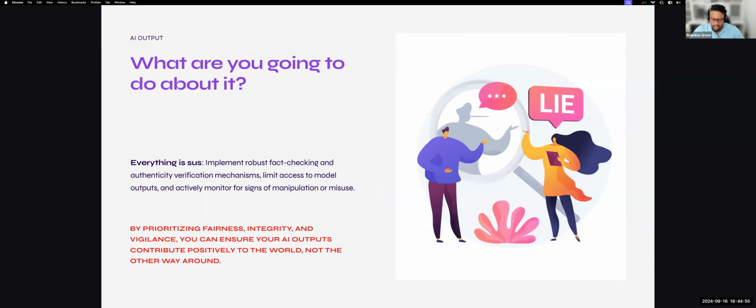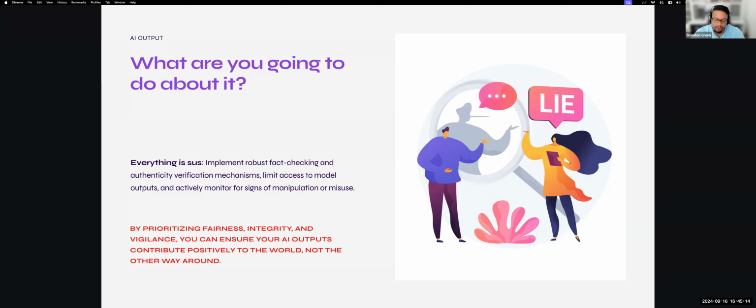What are you going to do about it, right? Everything is suspicious. Question everything. If you cannot identify how your LLM came up with an answer, then we're already behind the curve. You need to validate. You need to find out or make your AI more explainable.